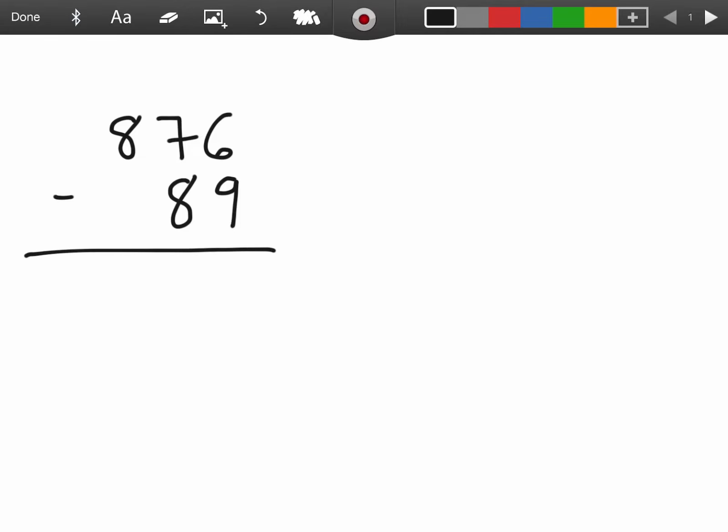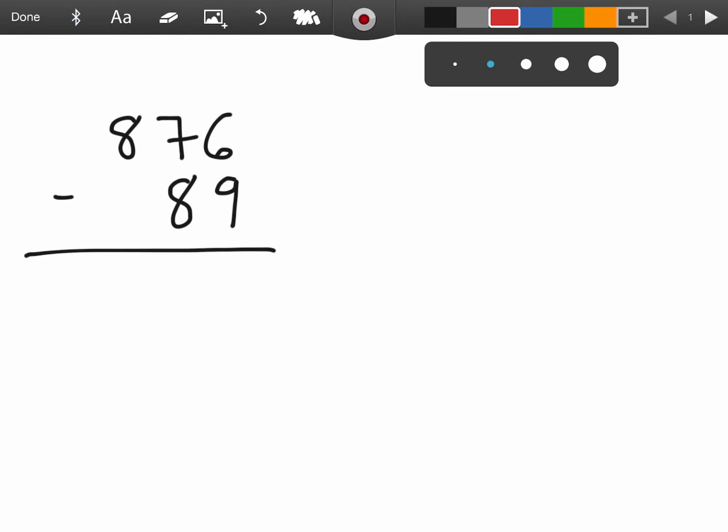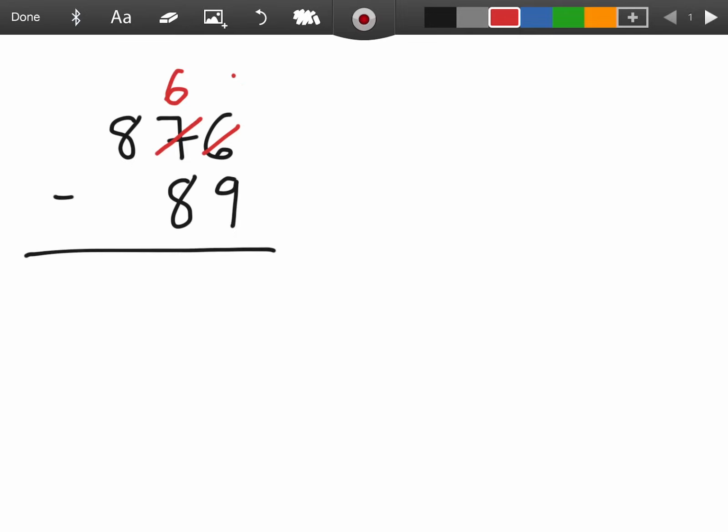So I can't do 6 minus 9, right? Because the 9 is bigger than the 6. So what I'm going to do is go over here to the tens place, and I'm going to borrow a spot from the tens place. That turns this into a 16 instead of a 6, because now we have a 1 from the tens place, right? So essentially we're adding 10 to the 6. So 16 minus 9, we can do that. 16 minus 9 is 7.